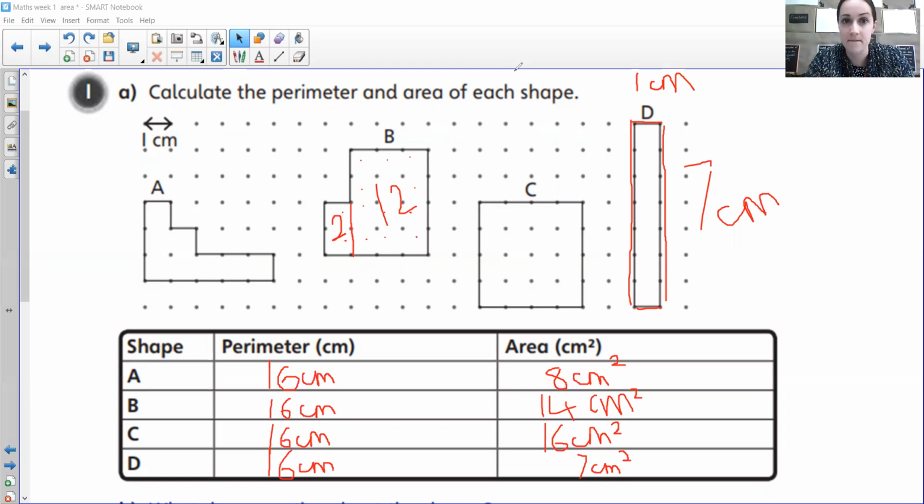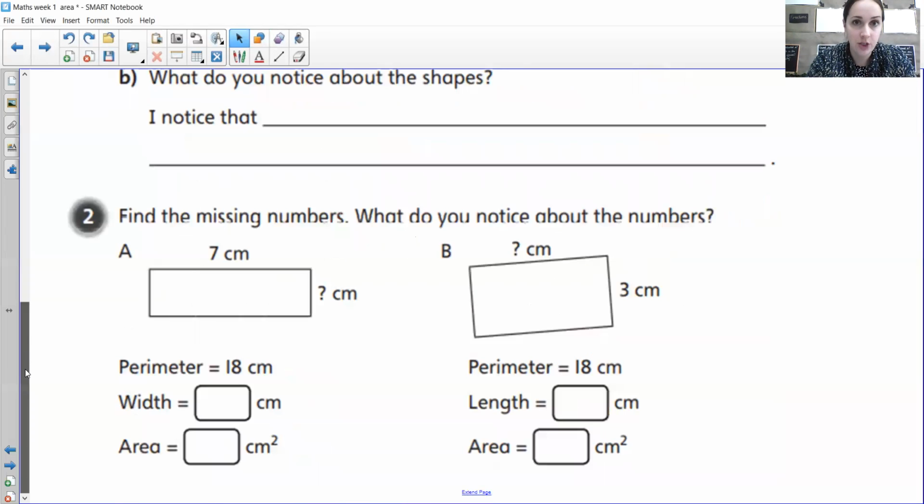Okay, so let's clear that off and go down to 2. Right, find the missing numbers. So for this one, you needed to remember that the perimeter was 18 centimetres. So if you know that this length is 7, which other length can you label straight away? Hopefully you can also label this one, which is also 7. Well, 7 add 7 is 14. The whole is 18. You've got 14, so what have you got left over?